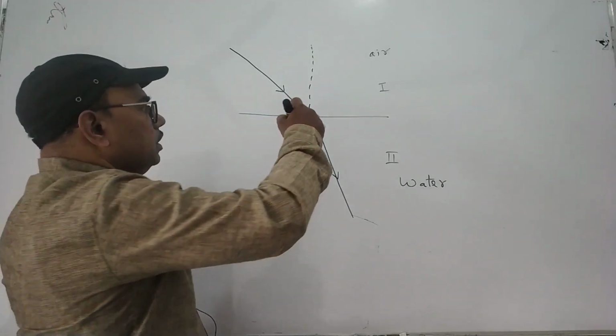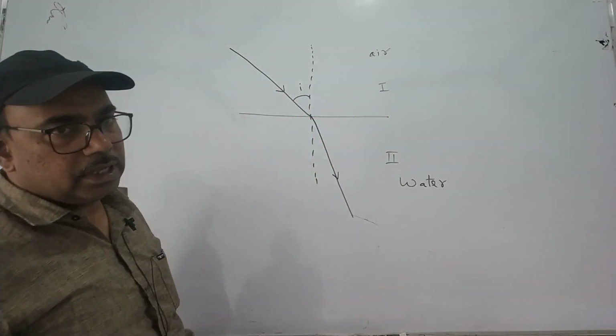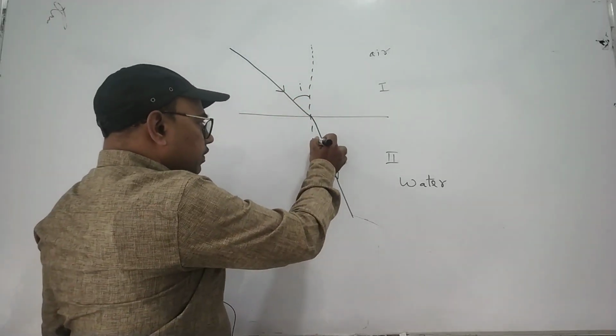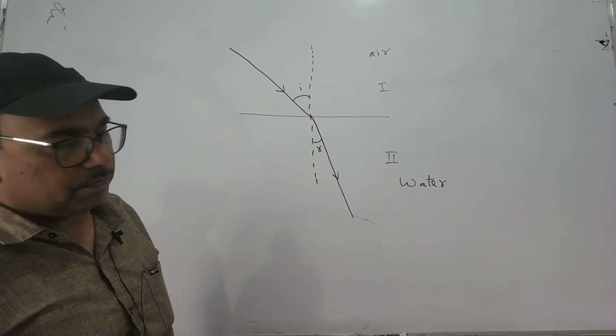And here also, the angle made by the incident ray and the normal is called the angle of incidence I, and the angle made by the refracted ray and the normal is called the angle of refraction R. R is the angle of refraction.